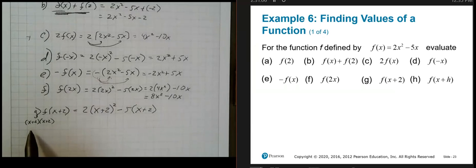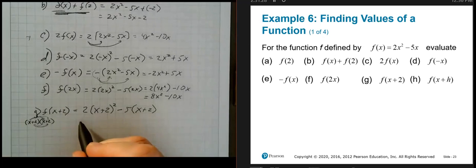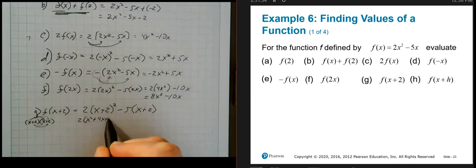So now I just use the distributive property, or whatever method you use for multiplying two binomials. Most people call it the FOIL method. I call it the arrow method, where I do x times x, and then x times 2, and then 2 times x and 2 times 2. What ends up happening is I get x squared plus 4x plus 4.